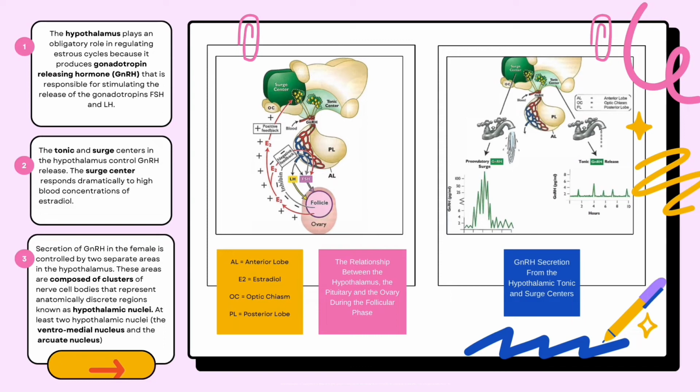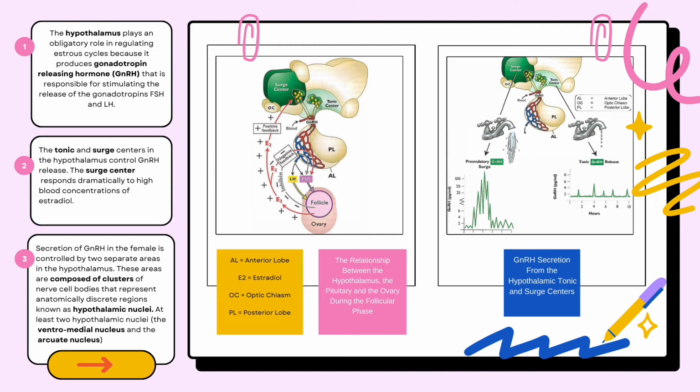The hypothalamus plays an obligatory role in regulating estrous cycles because it produces gonadotropin-releasing hormone, GnRH, that is responsible for stimulating the release of the gonadotropins FSH and LH. The tonic and surge centers in the hypothalamus control GnRH release. The surge center responds dramatically to high blood concentrations of estradiol.